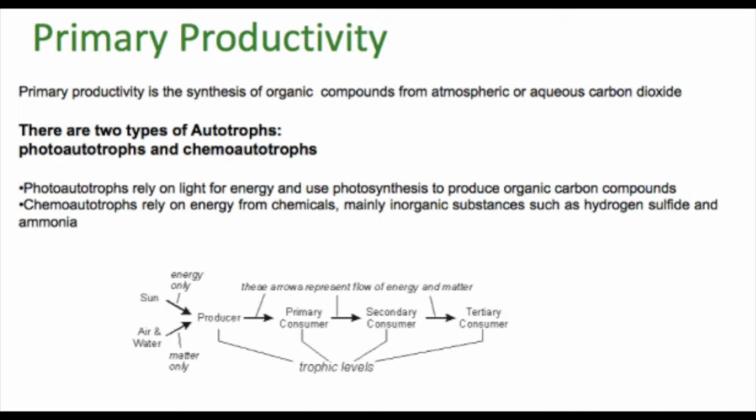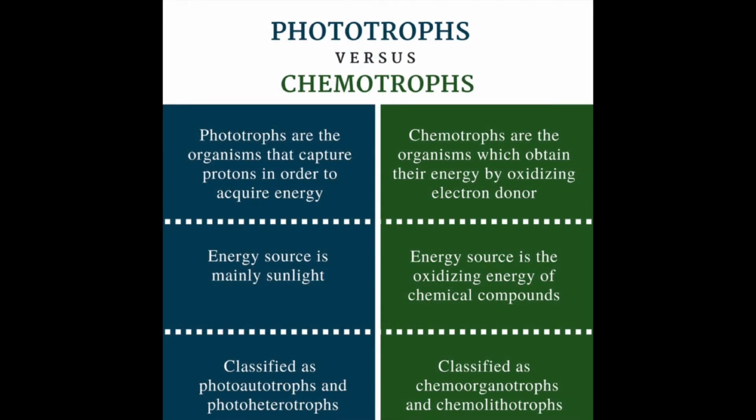The organisms responsible for primary production are known as primary producers or autotrophs, which form the base of the food chain in both terrestrial and aquatic ecosystems. There are two types of autotrophs, photoautotrophs and chemoautotrophs. Photoautotrophs rely on light for energy and use photosynthesis to produce organic carbon compounds, and chemoautotrophs rely on energy from chemicals, mainly inorganic substances such as hydrogen sulfide and ammonium.